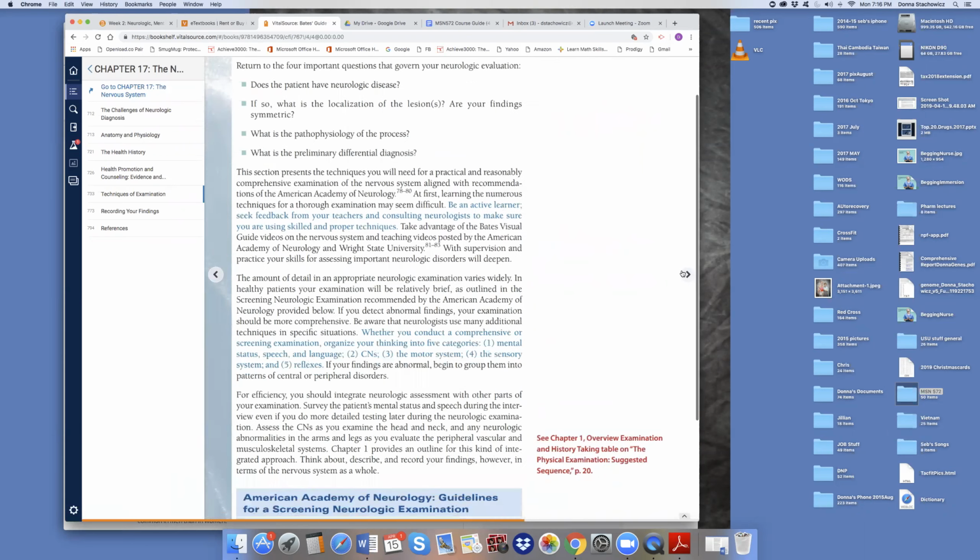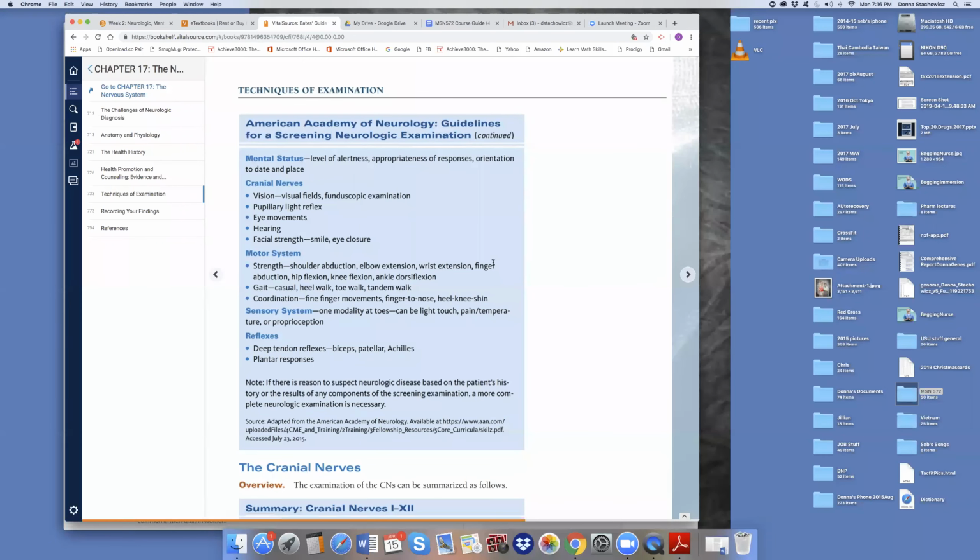All right, so some techniques for examination. Usually when you do your neurological exam, you start with mental status first. Your level of alertness, appropriate responses, orientation, okay? And beyond that, if you notice a problem in one of these areas, then it's your responsibility to dig in deeper and ask more questions. So if the person you're examining isn't oriented to person, place, or time, then you need to do something more like a mini mental status exam, MMSE. It's also called the Folstein MMSE.